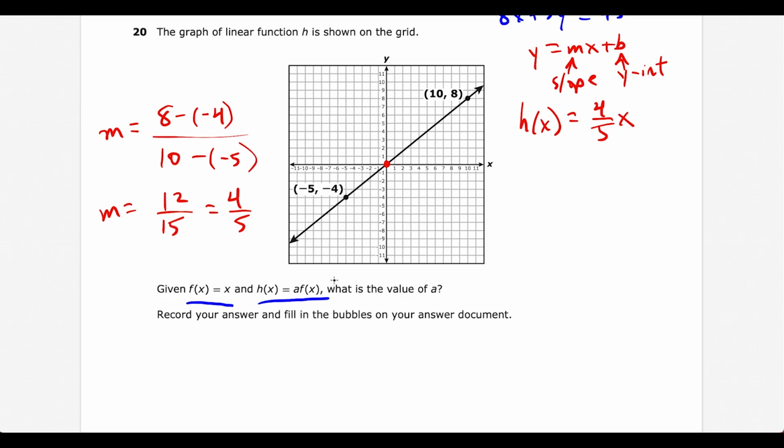So then if we set these two equal to each other, we have h of x is 4/5 x, and this is going to be equal to a times f of x, which is equal to x. So setting these two equal to each other tells us, after x cancels out on both sides, that a is equal to 4/5. So this is our solution to this question here.